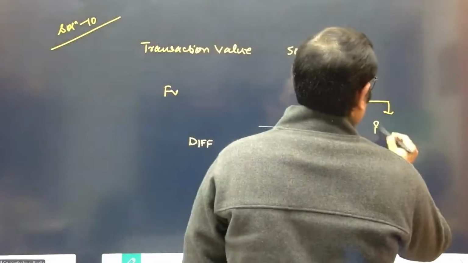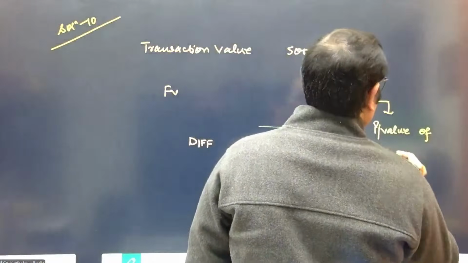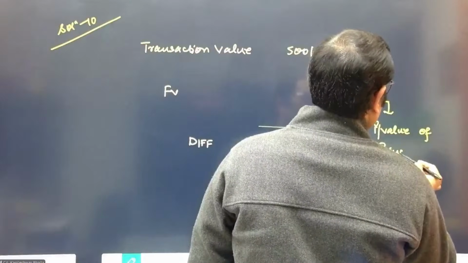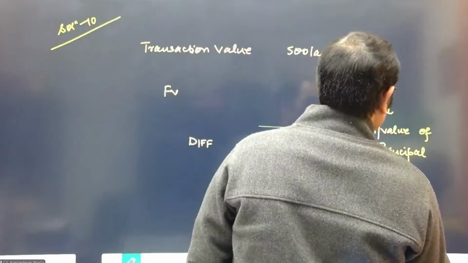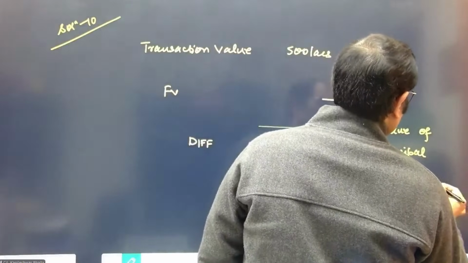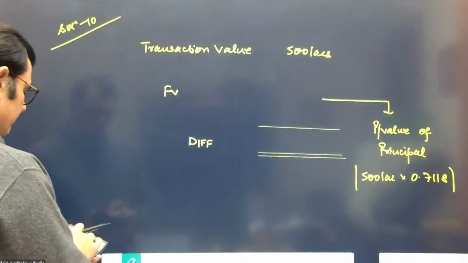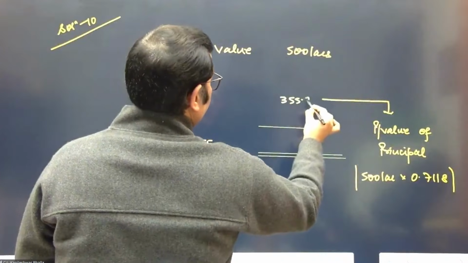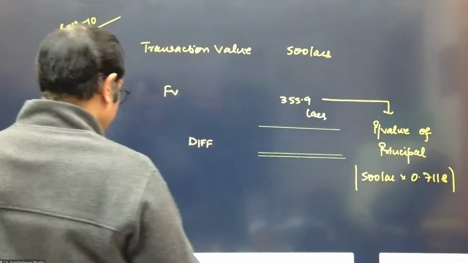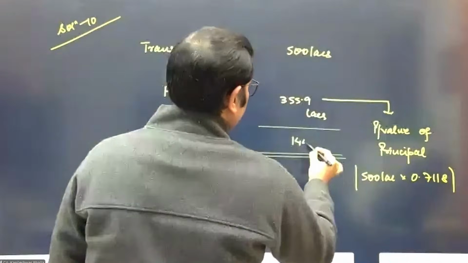So we'll take the present value of the principal amount only, you're not getting any dividend. So 500 lakhs into 0.7118, 355.9 lakhs, and we get the difference, that is 144.1 lakhs.